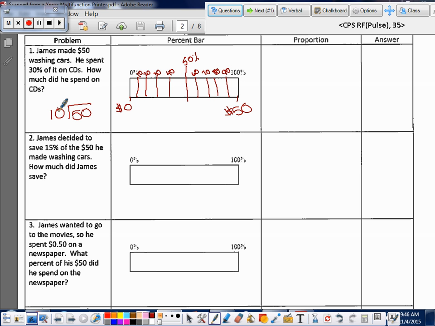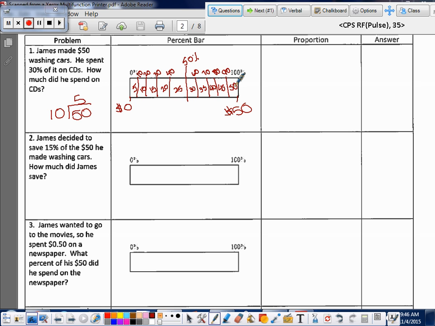Abraham, what's 50 divided by 10? 5. 5 what? What are we measuring? Dollars, very good. So Caesar, if I have 1 bar, then I have how many dollars? If I have 2 bars? 3? Finish the whole thing. Very good.